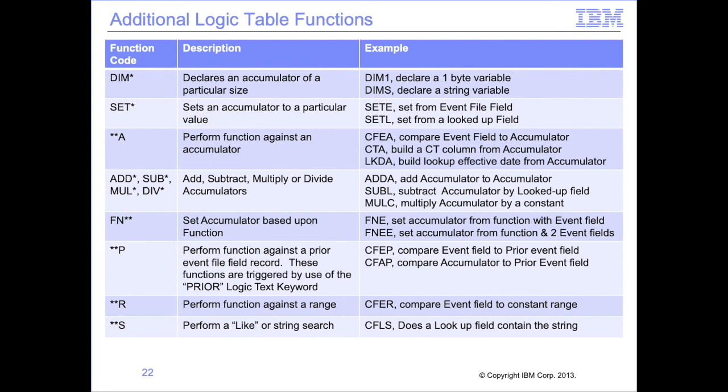They perform functions such as declaring accumulator variables, setting those accumulators to values, using them in comparison and extracting them, and performing math or functions against them. Also, logic table functions which work against the prior record might be seen, or range comparison or string searches. Also, if the logic text keyword beginning with Is is used, GenevaERS changes the length of the field tested to the length of the constant in the logic text. This may result in something like a standard CFEC compare of an event file field to a constant in the logic table with an adjusted field length.